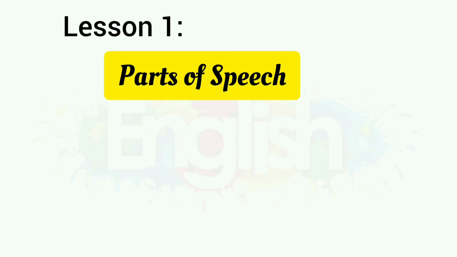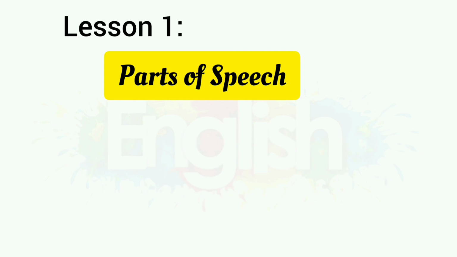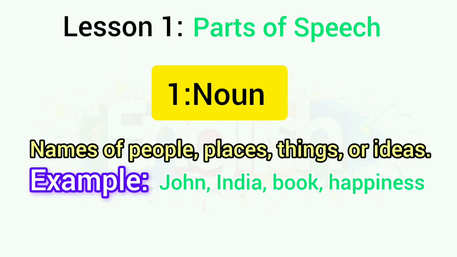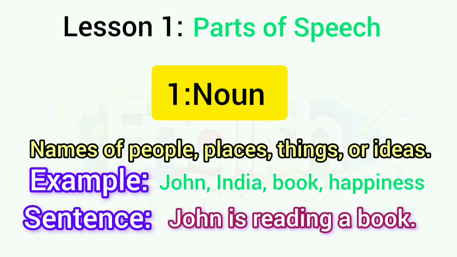Class 2, Lesson 1, Parts of Speech. English grammar is built on 8 parts of speech. These are the basic building blocks of sentences. Let's understand them. 1. Noun. Names of people, places, things, or ideas. Example: John, India, book, happiness. Sentence: John is reading a book.